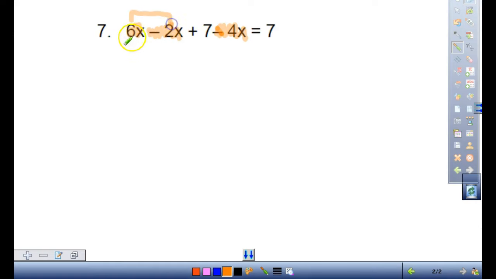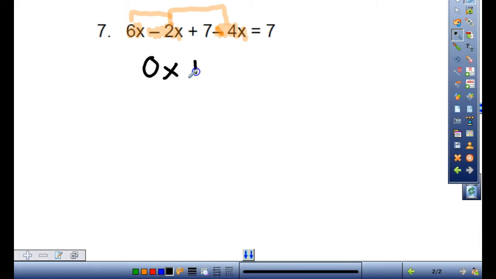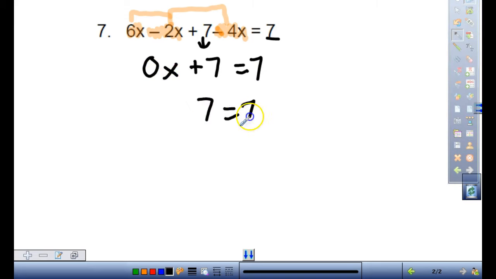So I just add: 6 minus 2 is 4, and 4 minus 4 is 0. So we're left with 0x plus 7. That comes down, and then this part equals 7. 0 times x is just 0. We don't usually write that. So we have 7 equals 7. No variables. So what does that mean? This means every single number is an answer. If we did a check, every single number would actually work. And when that happens, we say it's all real numbers.